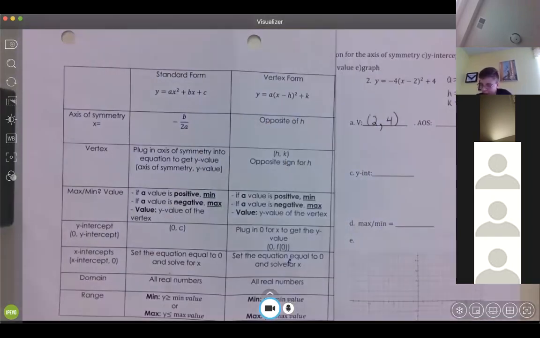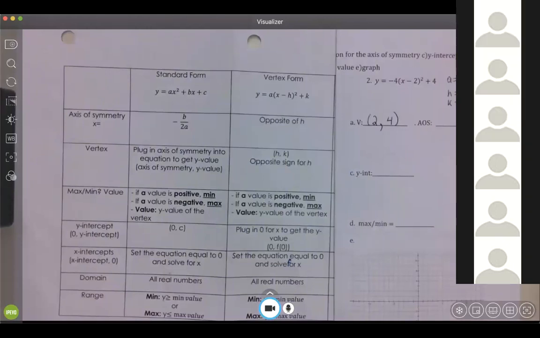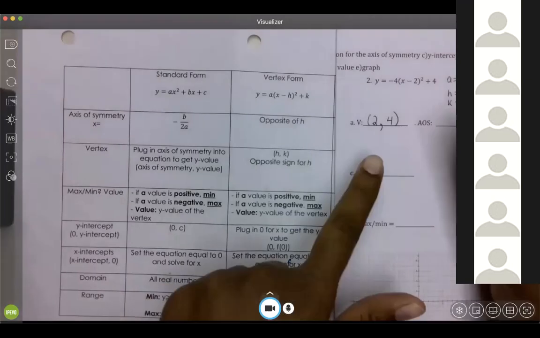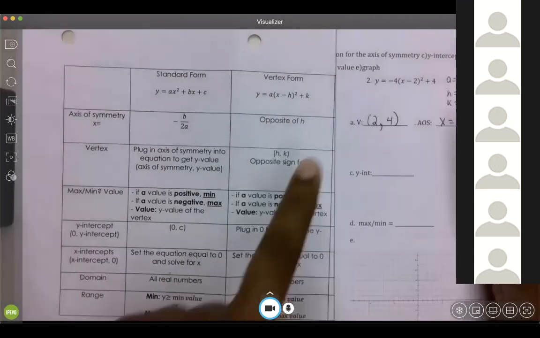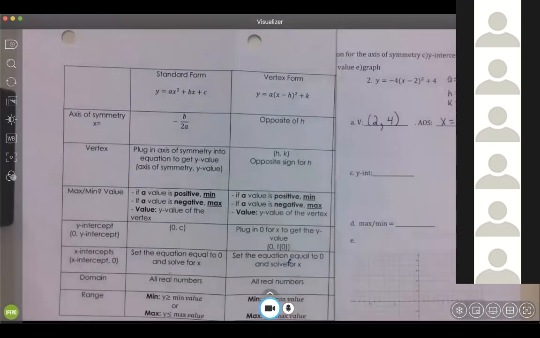Good job. What is my axis of symmetry going to be? What do you have for me, Clervins? +2. +2 is correct. Don't forget though, you can't just write the number. You need to make sure that you have the x equals part. Good job.